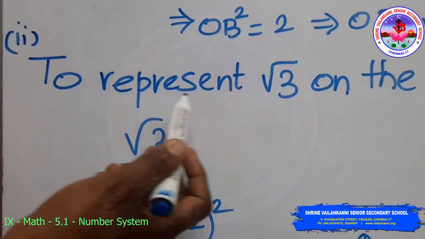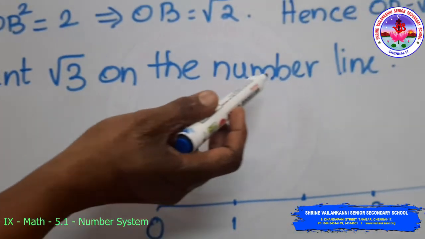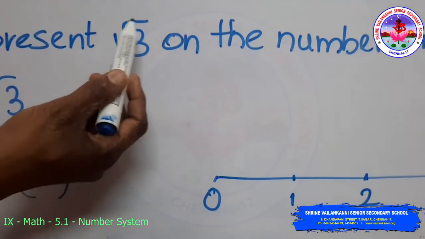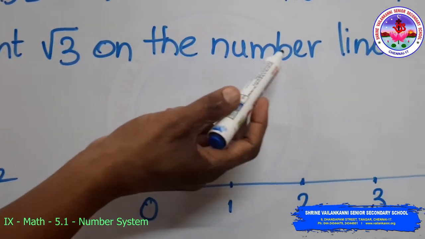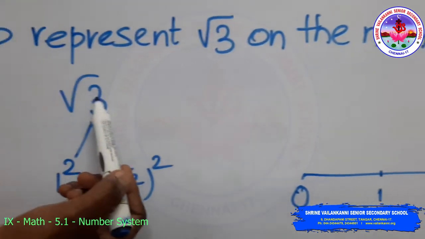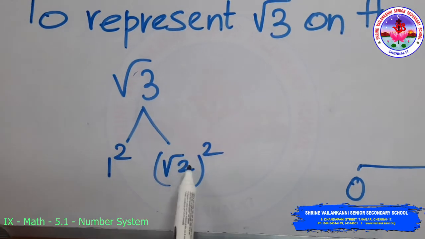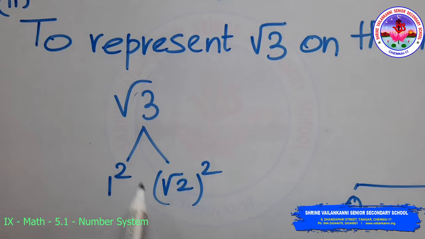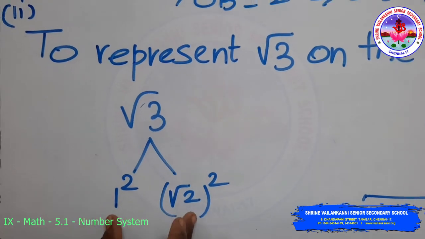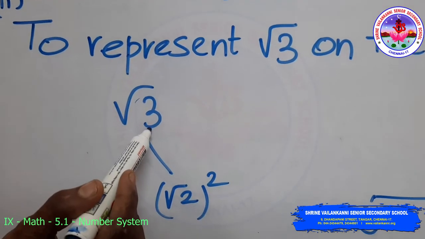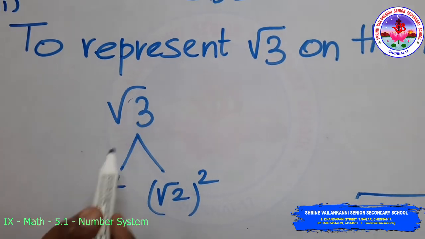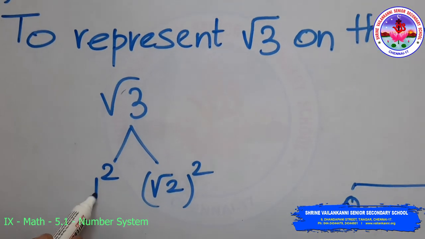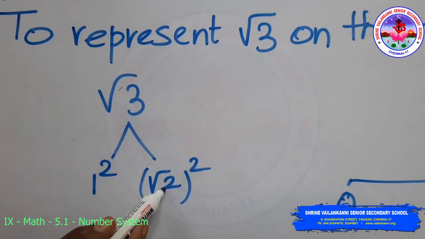Second one, to represent root 3 on the number line. Before, I wrote root 2 on the number line; now I am taking root 3. I am splitting this 3 as 2 perfect squares, which is 1 squared and square root of 2 the whole squared. Using these two numbers, I am going to construct root 3 on the number line. Here I am going to take a perpendicular distance of 1 unit from the root 2 point.